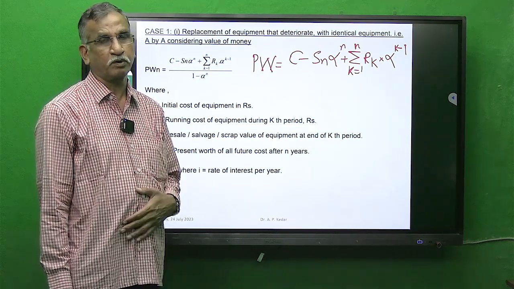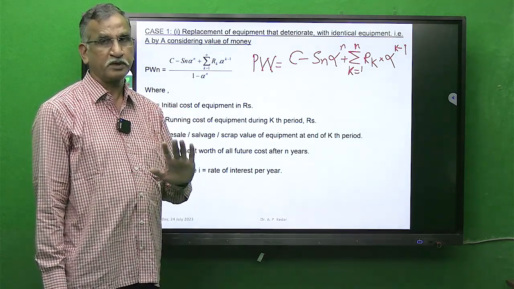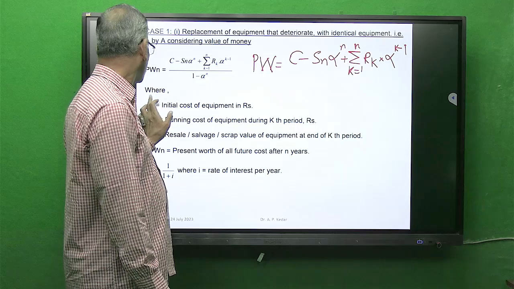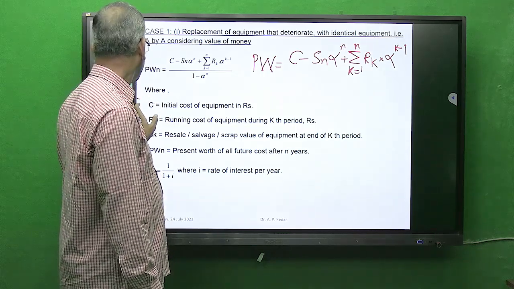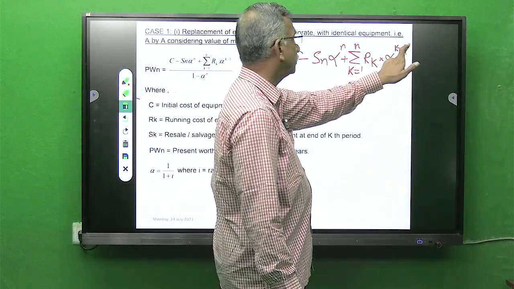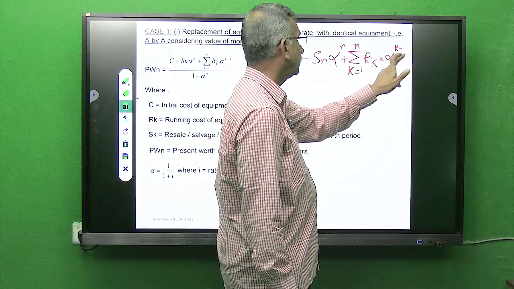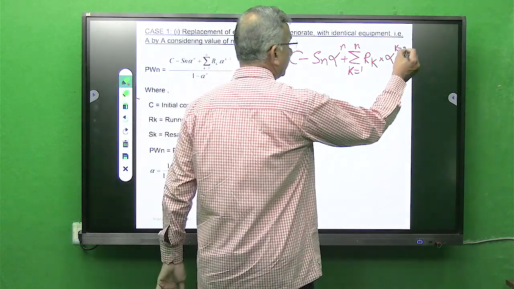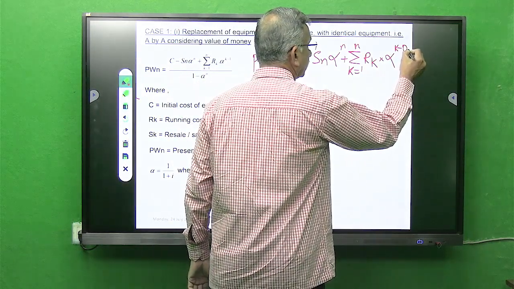If it is given in the problem that running cost is expended in the mid of year, only one change you have to do, and that change is very simple. Instead of alpha^(k-1), here you have to put, for mid of year, 0.5.